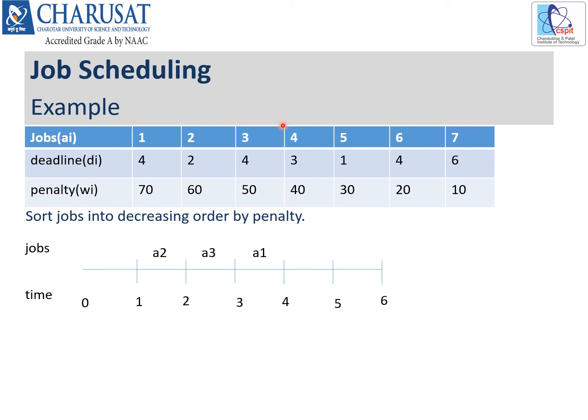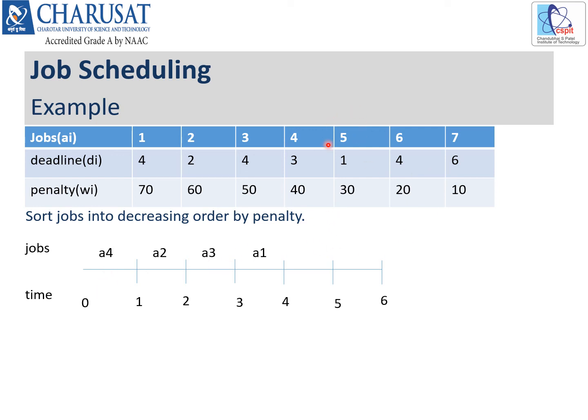Now for the fourth job, the deadline is 3, so we have to check the 2 to 3 slot, which is already occupied, and the 1 to 2 slot, which is already occupied. So now the fourth job will be scheduled at the very first slot, 0 to 1. So job 4 is scheduled at that time slot.